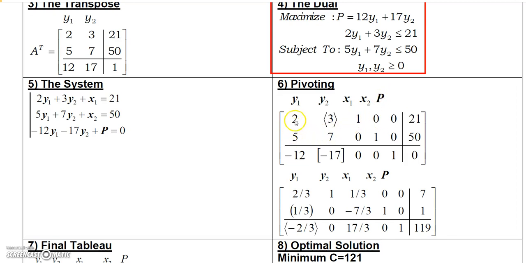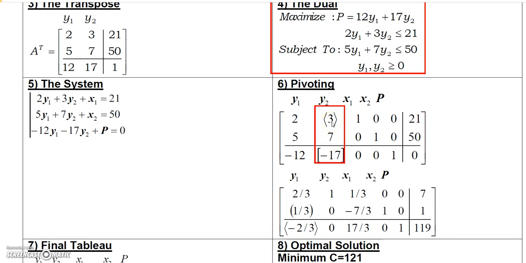My coefficients are 2, 3, 1, 0, 0, 21 for the first equation. For the second equation, they're 5, 7, 0, 1, 0, 50. For the third equation, they're negative 12, negative 17, 0, 0, 1, 0. Now, the most negative indicator is right here, which is negative 17.